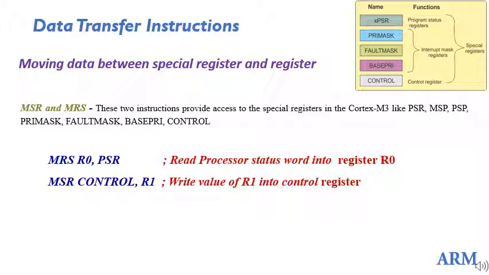So apart from the APSR register, all other special registers need to be accessed by these instructions, and a value can be written to these special registers only when the processor has privileged access rights. I repeat, except for writing to the APSR register, writing to all other special registers can be done only when the processor has privileged access rights. Okay. Thank you.